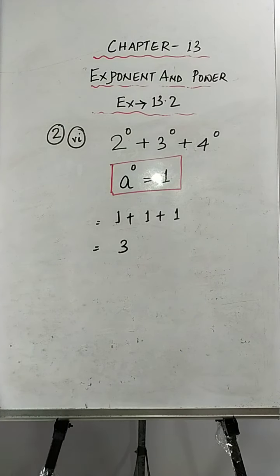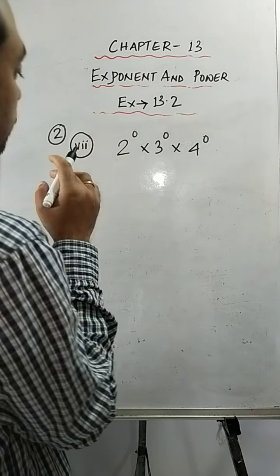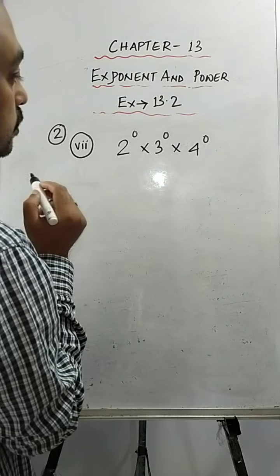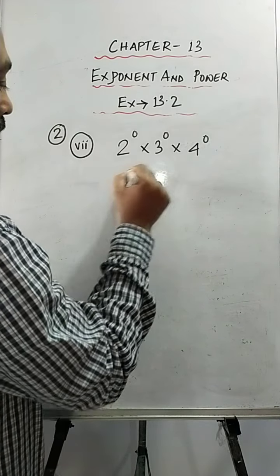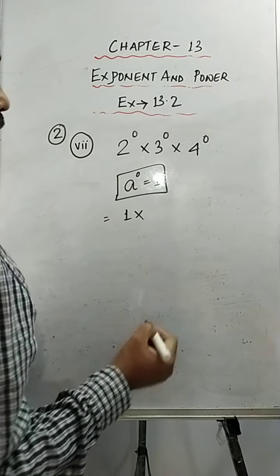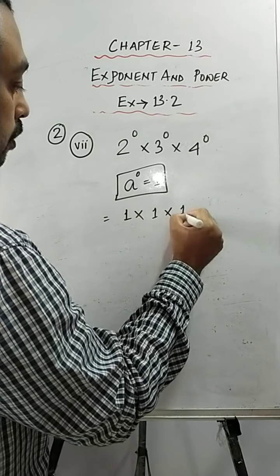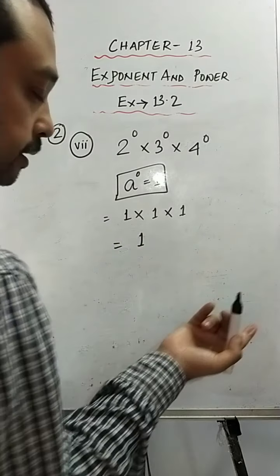Let's move on to sum number 7. Sum number 7 is very, very similar to sum number 6. The only difference is that this time they have given a multiplication sign. As we know, anything to the power 0 is 1. We have just studied this. So 2 to the power 0 would be what? 1. We will put the multiplication sign. 3 to the power 0 is what? 1. And 4 to the power 0 is also 1. So the answer would be 1 into 1 into 1, which is 1.